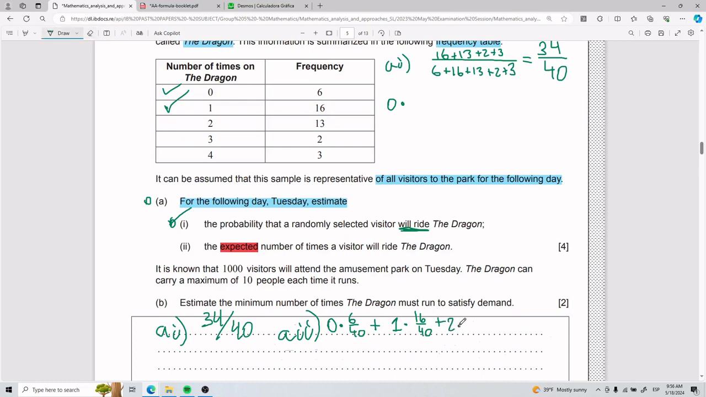Plus 2 times, so what's the probability of writing exactly twice? 13 over 40. And you keep going and you end up with something that looks like this. So for 3, it's going to be 2 over 40. And for 4, it's going to be 3 over 40, because of this 3. And so that is for the expected values. If you do all the math, you're going to get the right answer.